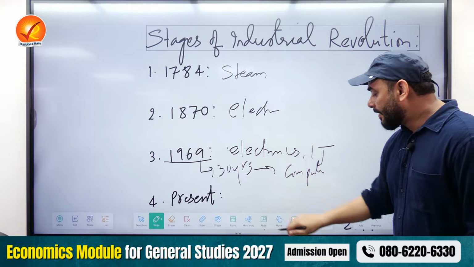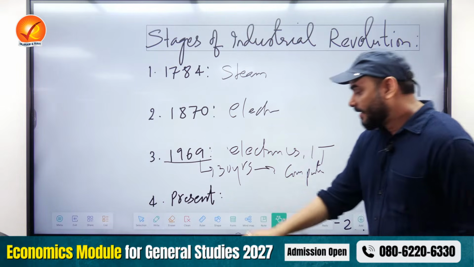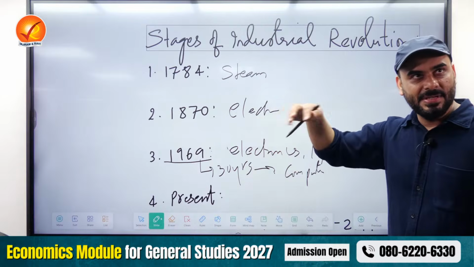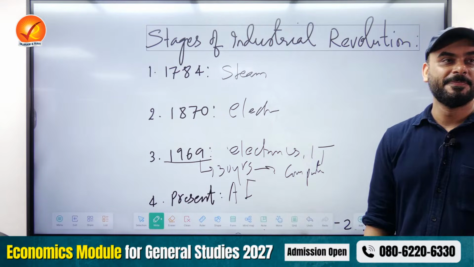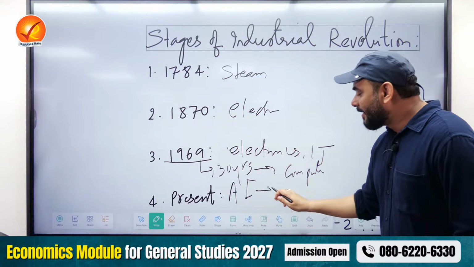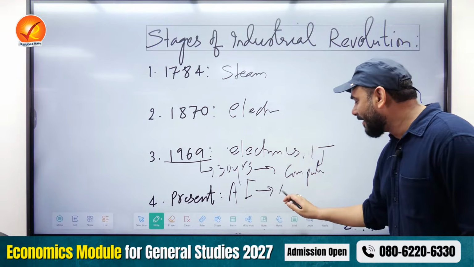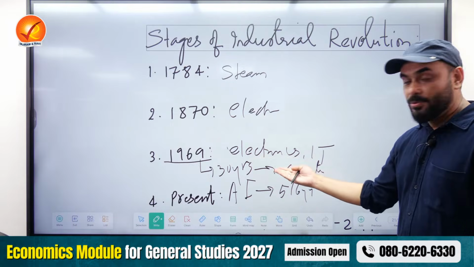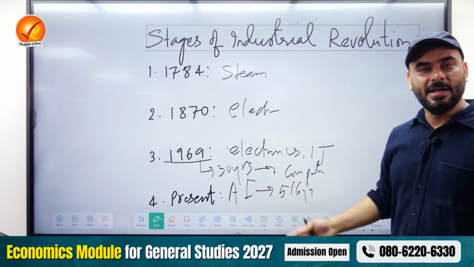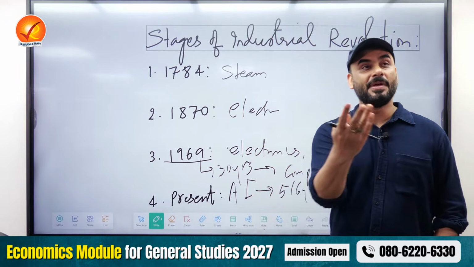Now, what has happened in the present? Something interesting has happened. Currently, the present, which means the last 7-8 years, is the era of artificial intelligence. This artificial intelligence spread across the world in hardly 5 to 6 years. How much time did computers take? 30 years. How much time did AI take? 5 to 6 years. Unbelievable pace and speed.